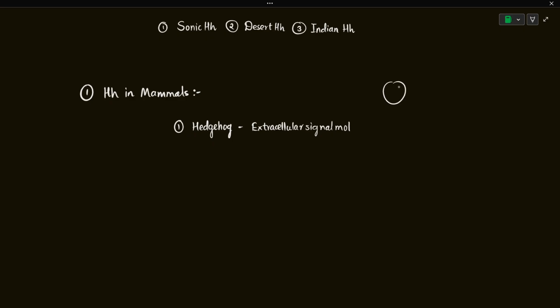This is going to be produced by the source cell. The source cell is the one which produces the extracellular signal, and this will be received by the sink, meaning the target cell. The target cell will be receiving Hedgehog as the signal. To receive the signal, the target cell needs to have a receptor protein. The receptor protein that the target cell will have is Patched. Patched 1 and 2 in mammals work as the receptor protein.